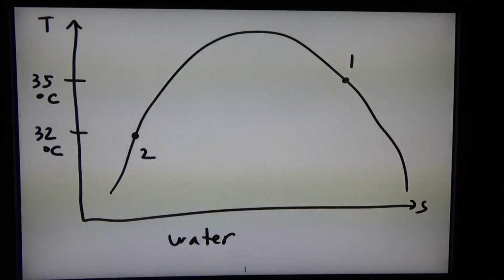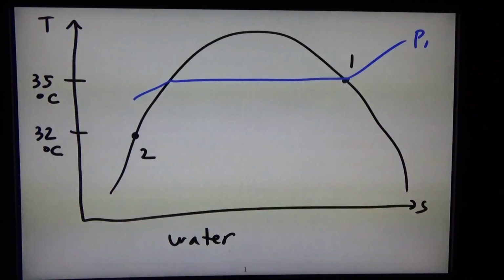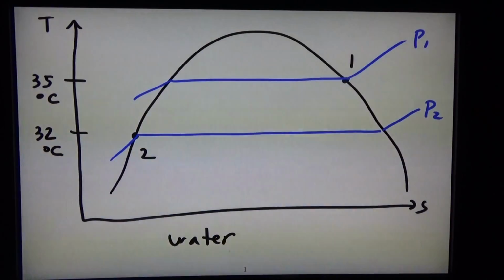So if we put in constant pressure lines here, we can see something interesting. The water actually had to have changed pressure in order to have changed temperature. And we can connect the dots here. We went from 1 to 2. So this would be the TS diagram for the water.